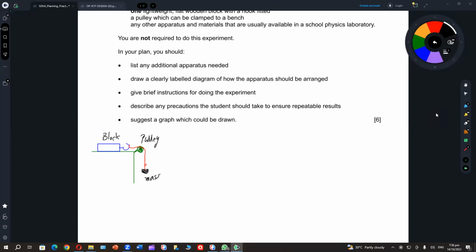This is the diagram. Copy the diagram. Let me know once you have copied it.